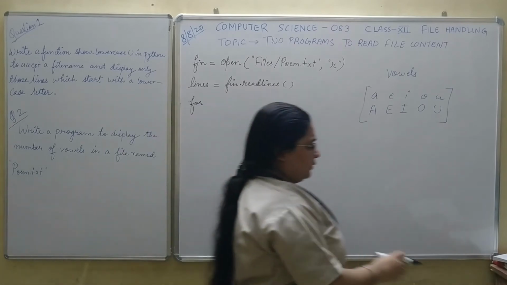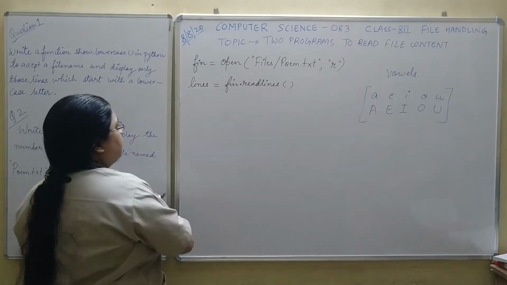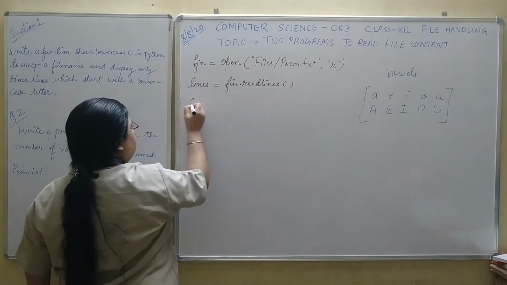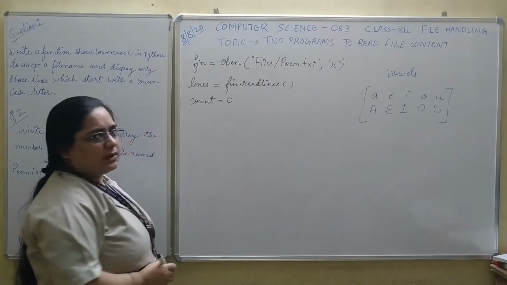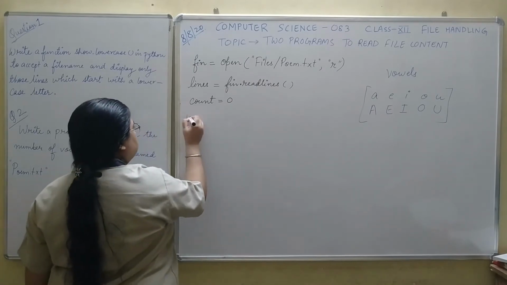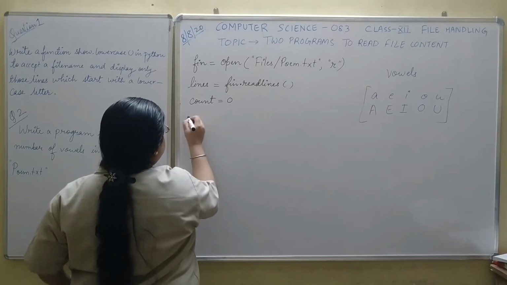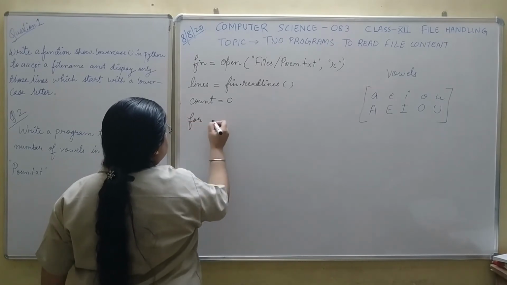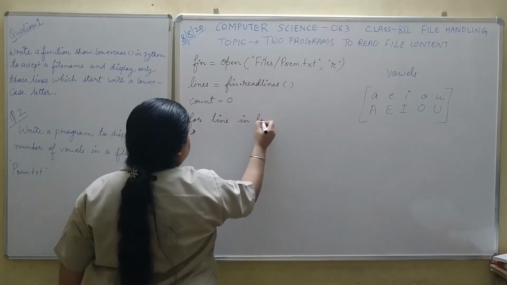And now, before starting with the for loop, we need a variable which will store the number of vowels. So we will take a variable named count and initialize it with the value 0. And for line in lines.